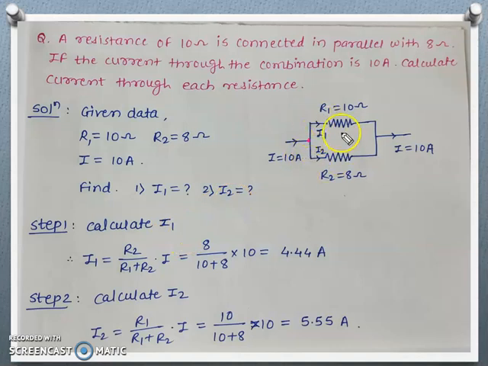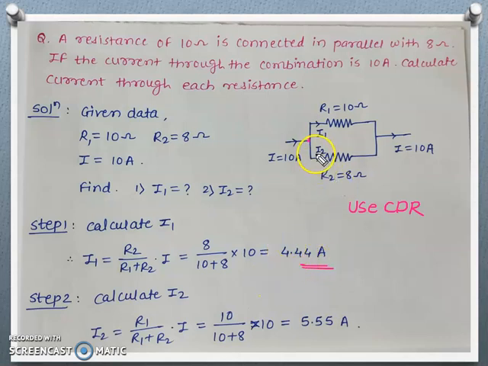Step 1: as it is a parallel circuit and the total current is given, we are going to use the CDR rule, the current division rule. Here I1 is the current flowing through R1, so to calculate I1 we take the opposite resistance, which is R2. So R2 divided by the sum of all, R1 plus R2, into total current. Let's put the values: 8 divided by 10 plus 8, into 10, we will get the value 4.44 ampere.